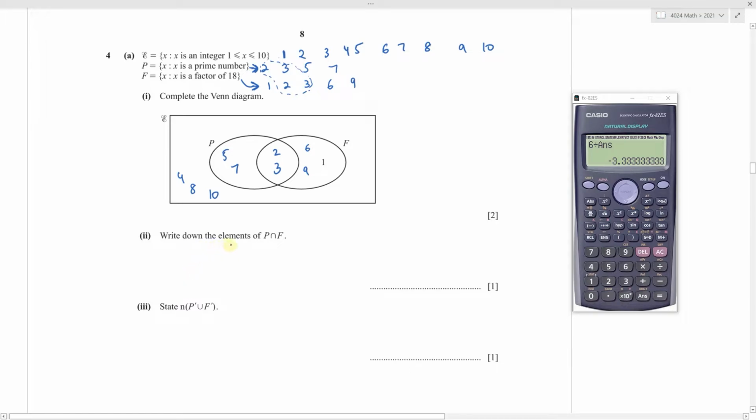Write down the elements in P intersection F. So this is the region of P intersection F. The elements are 2 and 3.